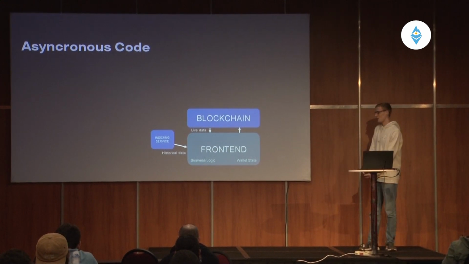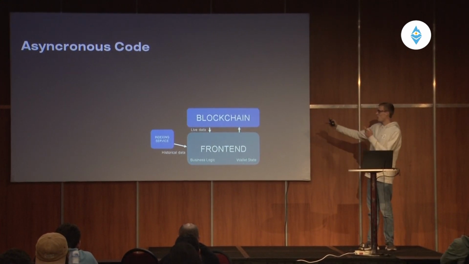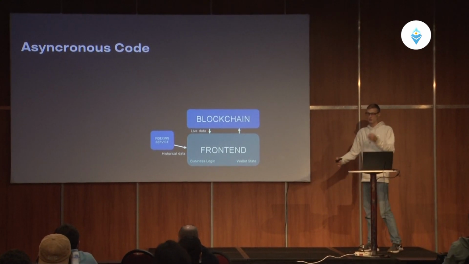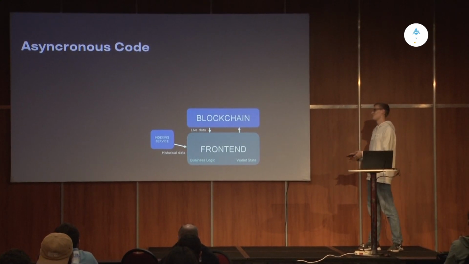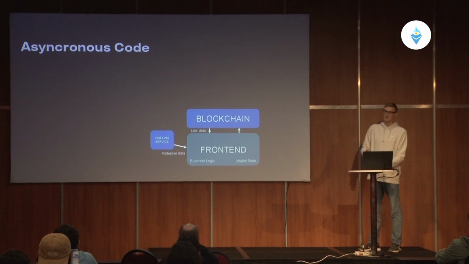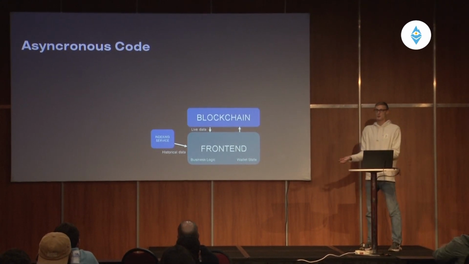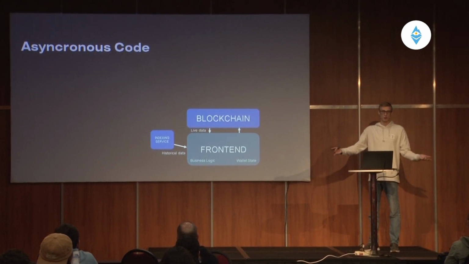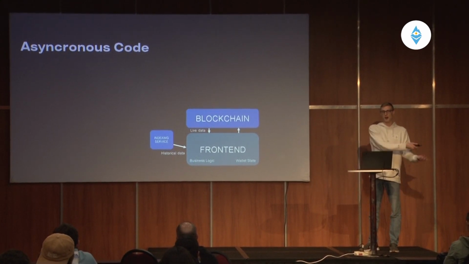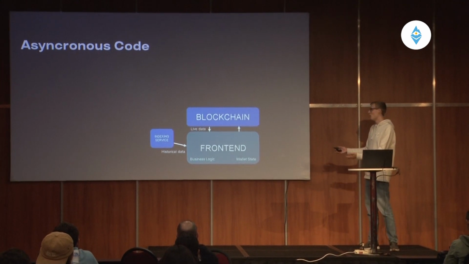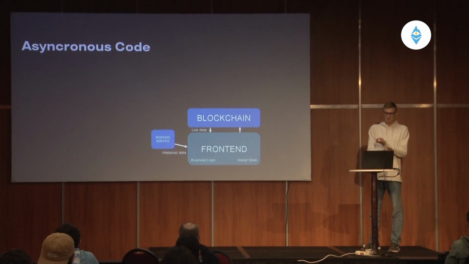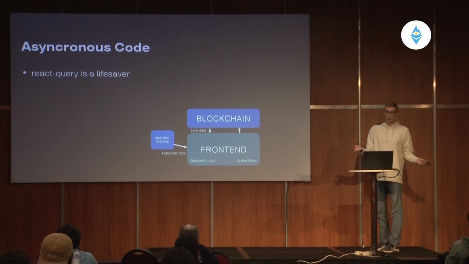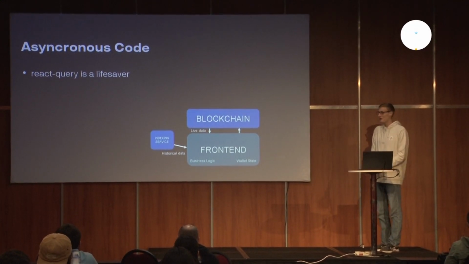Next is asynchronous code. When you're calling the blockchain, most of the time you're going to be calling multiple smart contracts at once. You're going to be calling multiple indexing services, especially if your application is doing something like querying multiple DeFi protocols at once. Say you're building a dashboard for Aave and Compound and Uniswap. All of these are going to be different specs of asynchronous code. And really the number one tool in your toolbox should be React Query.